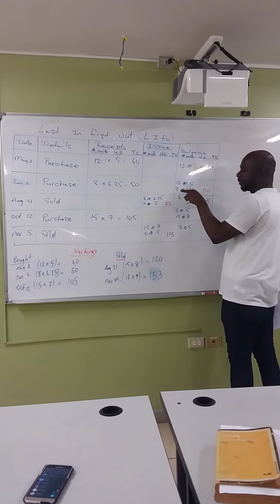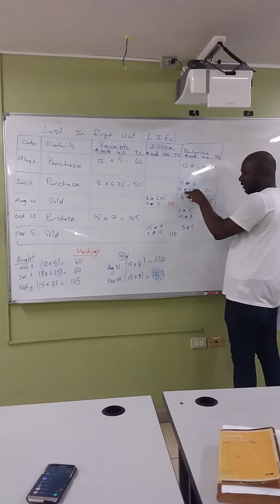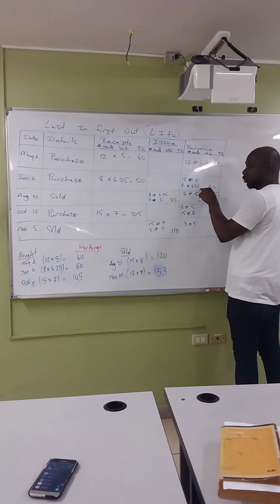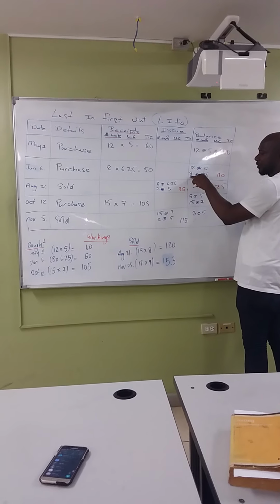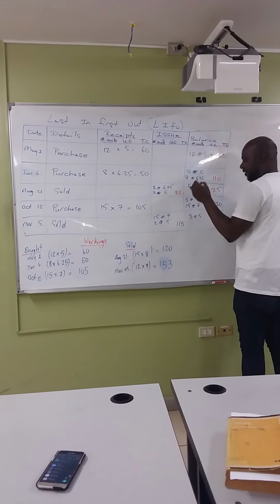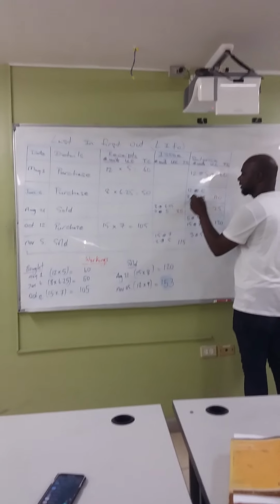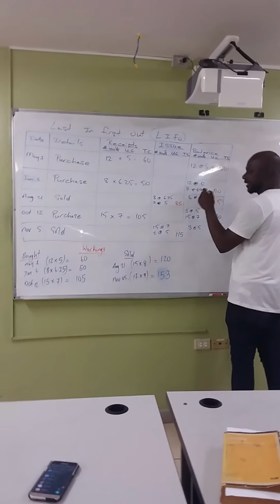So how much do we need? We need 15. But this last one that we had right here was 8 at 6.25. Can we get the 15 from it? No. But how much can we get? 8. So we're going to take this entire 8 right here.